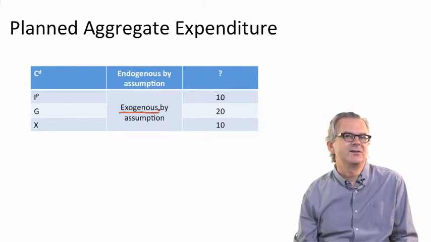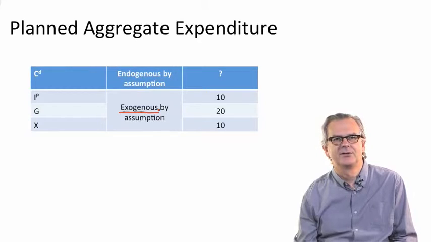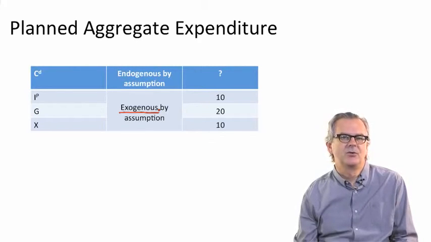So firms' decisions about current investment expenditure are not really going to take much notice of what the current state of the economy is, or any current considerations. It's going to be much more influenced by expectations about what the future might be.